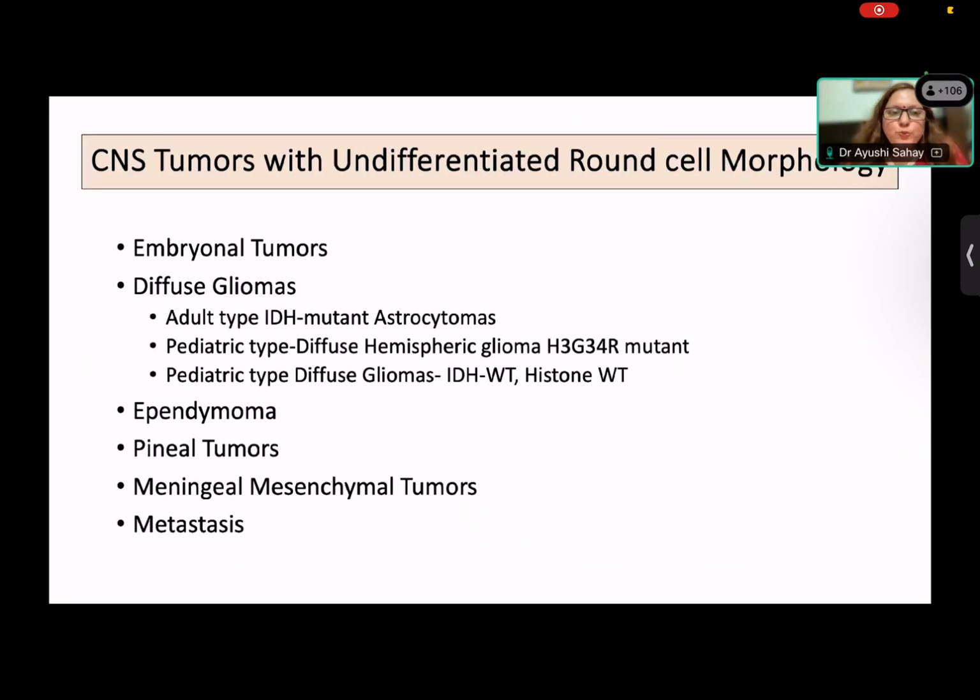So this was just to bring out to you that there are a lot of CNS tumors which can show an undifferentiated round cell morphology, which includes, of course, the embryonal tumors, but among the diffuse gliomas, even adult type IDH mutant astrocytomas, the pediatric type diffuse hemispheric gliomas like this one, and even the pediatric type diffuse gliomas, IDH wild type, histone wild type, can all show areas with undifferentiated round cell morphology. Besides that, of course, ependymomas, you have to keep pineal tumors in mind, but this location was non-pineal. And then, as I discussed earlier, meningeal mesenchymal tumors, and in older age, you also have to think of metastasis.